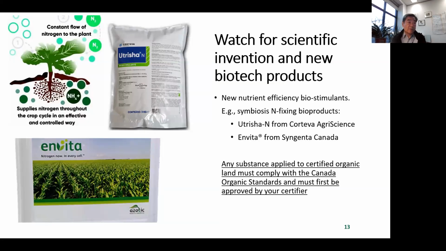And another thing is to watch for scientific innovation and new biotech products. Here is something that we have been talking about, and some of those products are already certified for organic producers to use on their crops. One is called Utrisha N, and another one is called Invita. Those two are microbes, they are bacteria. How they work is you mix them with water and spray onto the crops, and sometimes you could also apply them in the furrow, around the root area.